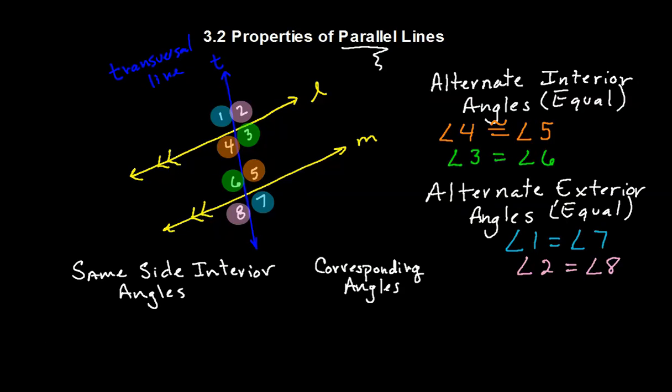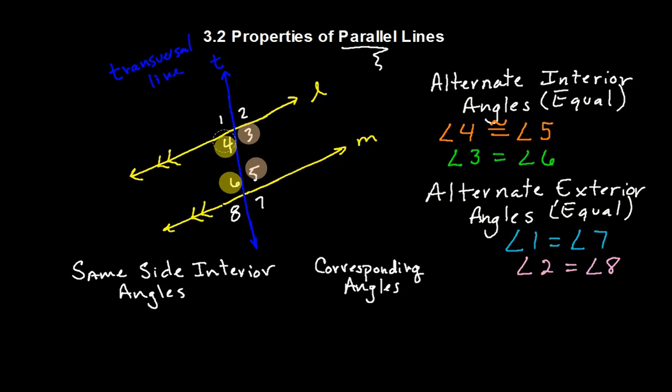All right, so that's what we know about that when the lines are parallel. Same side interior. These angles are on the inside, and they're on the same side of the transversal, which would be 6 and 4. These are same side interior. Same thing with angles 3 and 5. They're on the same side, and therefore these are the same side interior.